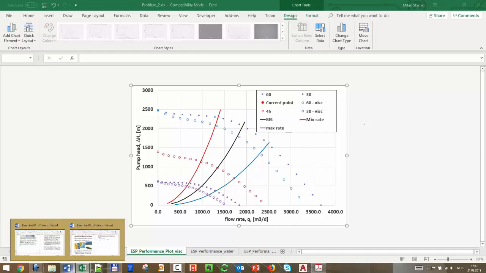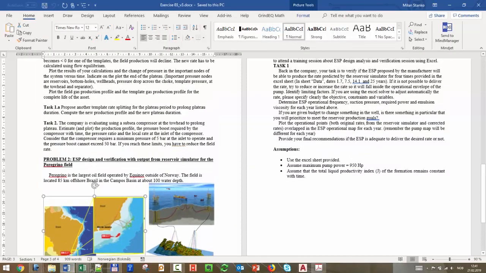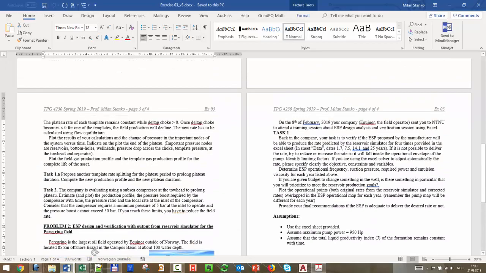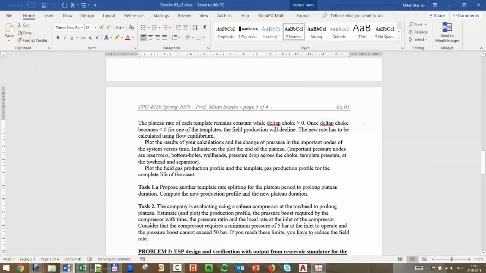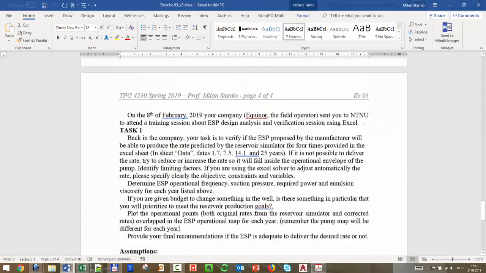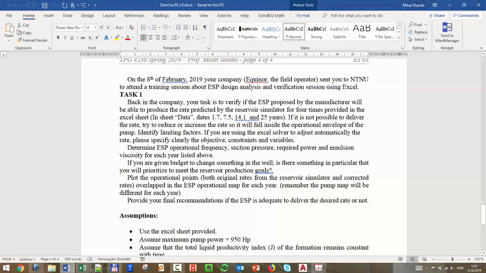I think I gave 4 dates: 1.7, 7.5 years, 14 and 25, to verify if you will be able to produce the rates with those pumps. That's your main objective. And this is keeping things disconnected. They have done the reservoir simulation and the decline on the other side, and now we are getting the results and trying to verify: is this rate actually feasible, can I produce these rates?